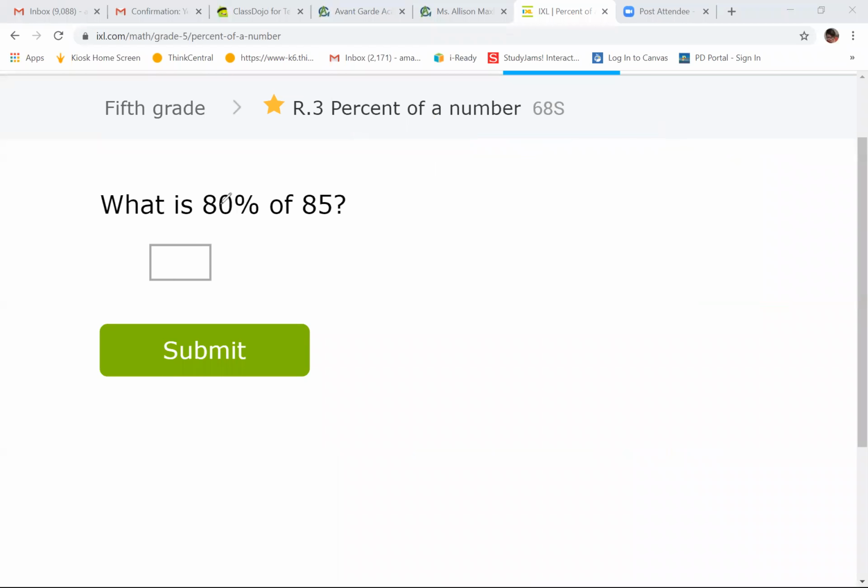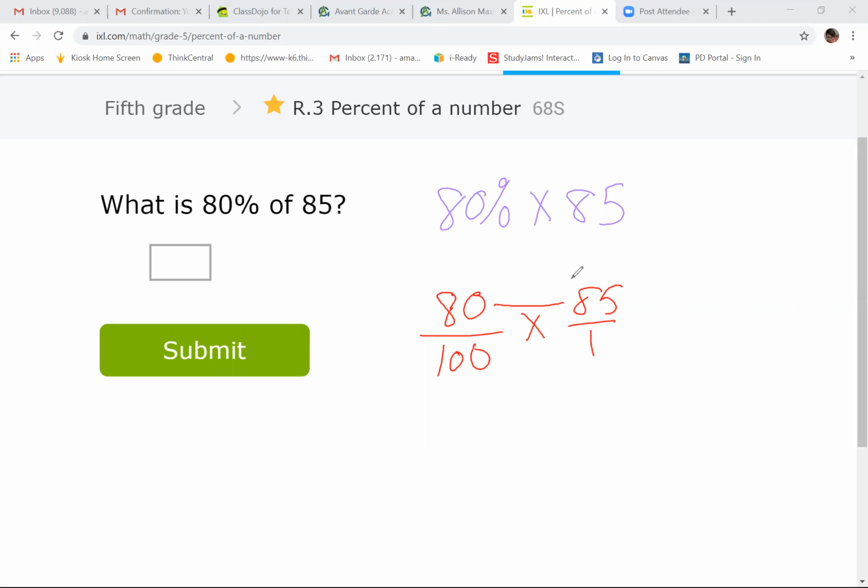Awesome. Okay, here we are at 80% of 85. So that says 80% times 85. Go ahead and pause the video and get your answer and check with me, and let's see if we get the same answer. All right, so I'm going to choose to use fractions. And I know that 80% means 80 out of 100 times 85 over 1, right? So here I need to multiply 80 times 85. 85 times 80.